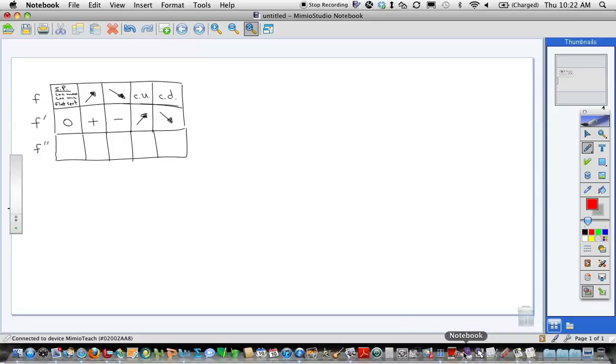Now let's do this the easy way. When I listed those connections the other day, I asked you what would be the relationship between F prime and F double prime? And the answer was the same as F and F prime. So let's do that first. Let's just look at the bottom two rows. Is there anything we can fill in here?